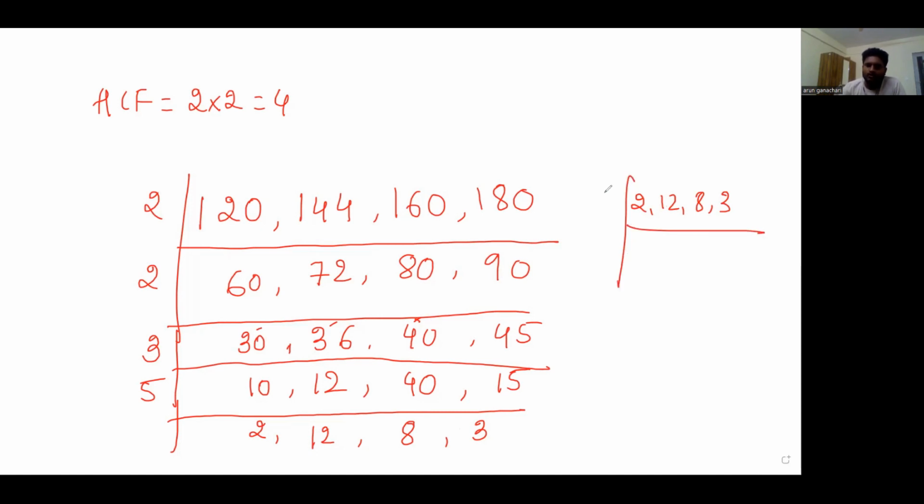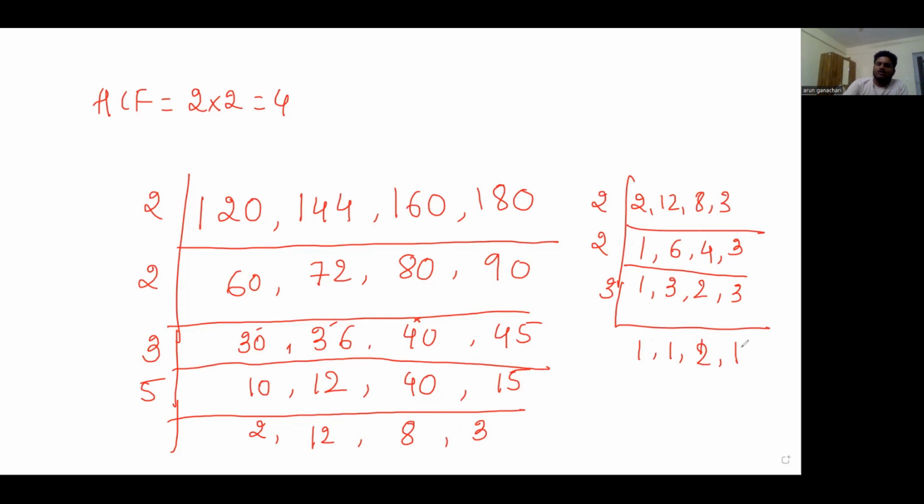Now I can divide it by 2. 2 1s are 2, 2 6s are 12, 2 4s are 8, 2 3s are 6. I can divide by one more 2. 2 1s are 2, 2 3s are 6, 2 2s are 4, 2 3s are 6. I can divide by 3, which is a common number. 3 1s are 3, keep it as it is, 3 1s are 3. Understood? These are the multiples, I think everybody is getting. So what is the answer you are getting?